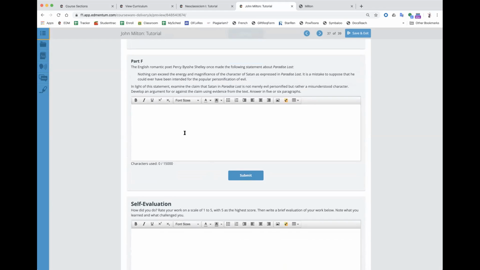In light of this statement, examine the claim that Satan in Paradise Lost is not merely evil personified, but rather a misunderstood character. Develop an argument for or against the claim using evidence from the text. Answer in 5 or 6 paragraphs. You will find the information for this at the beginning of book 4. That is really where you get the idea about Satan as more than just evil.